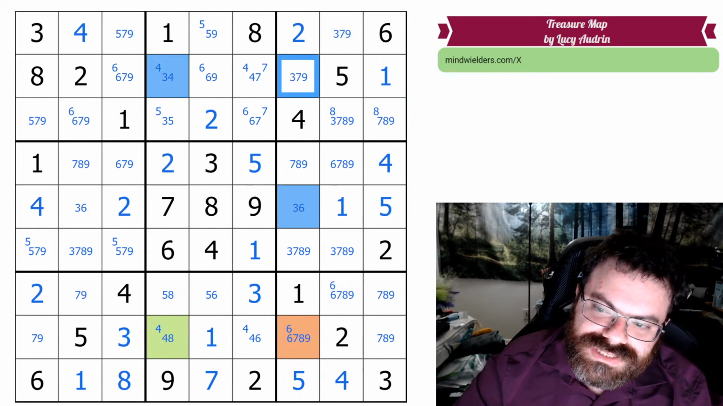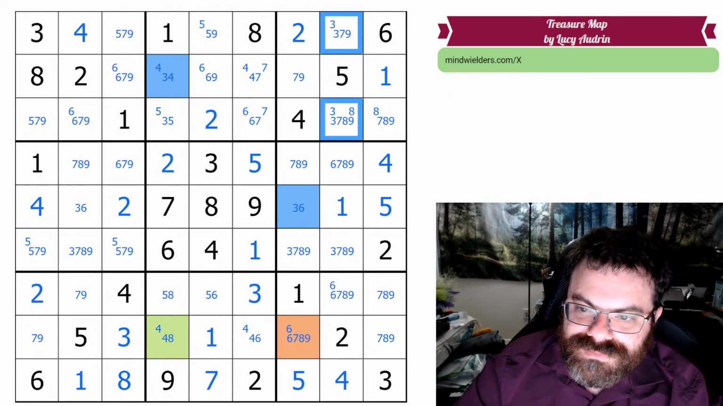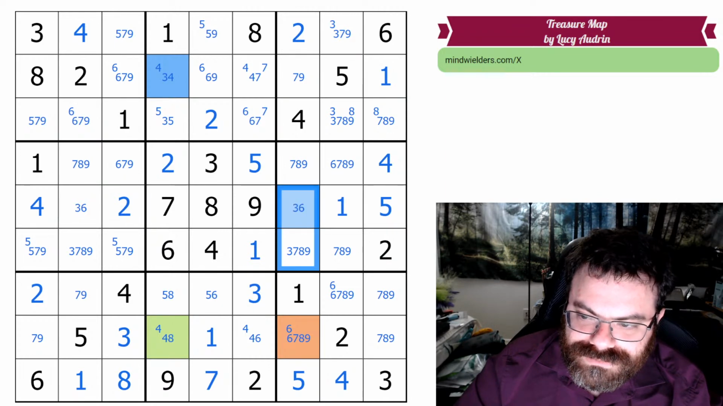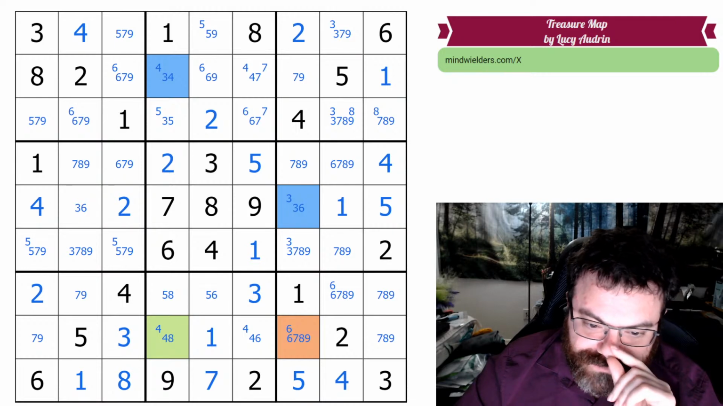And they both see this cell, so this cell's not a 3. That limits 3 in this box. So this is not a 3. Means 3 is one of these two. Don't know if it does anything else.